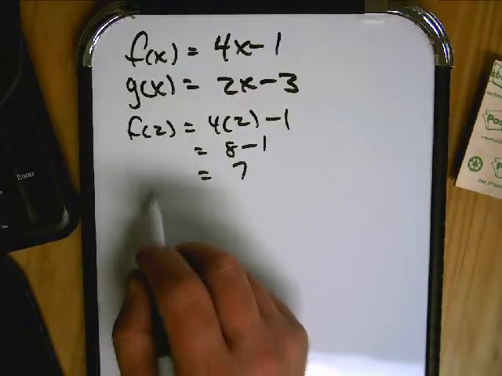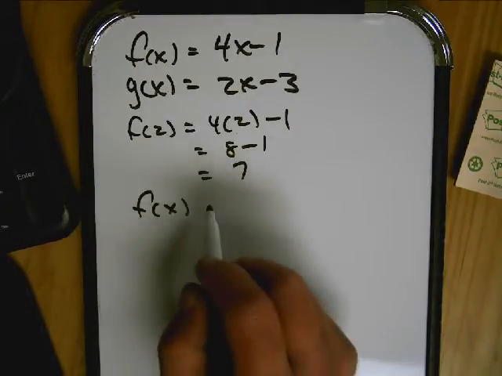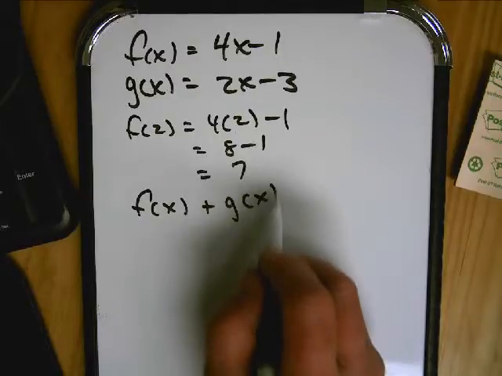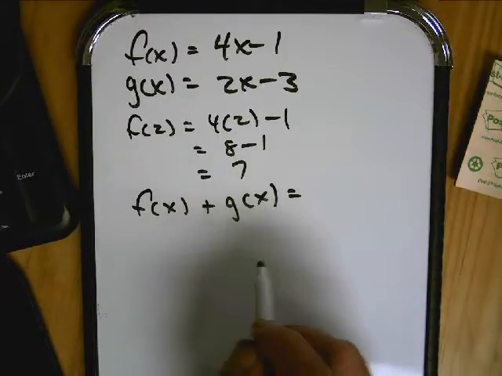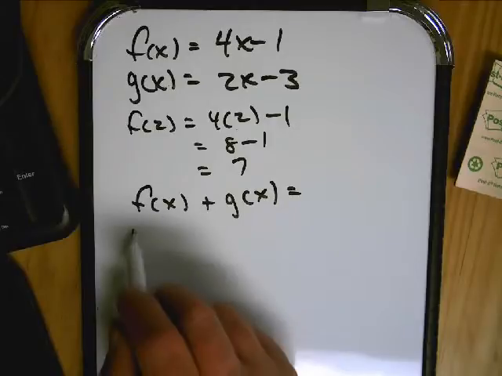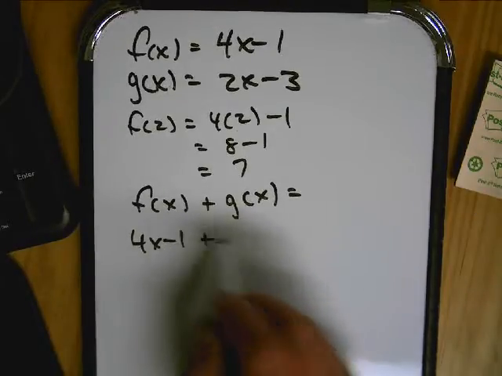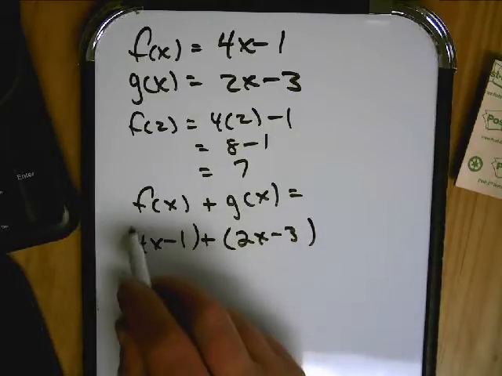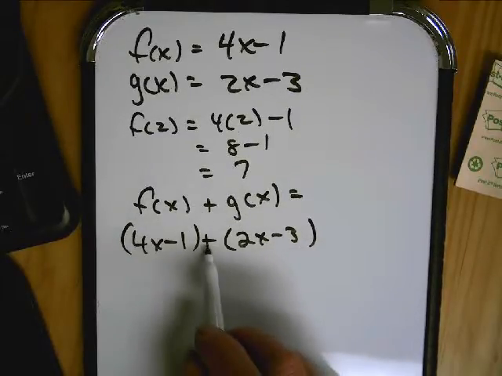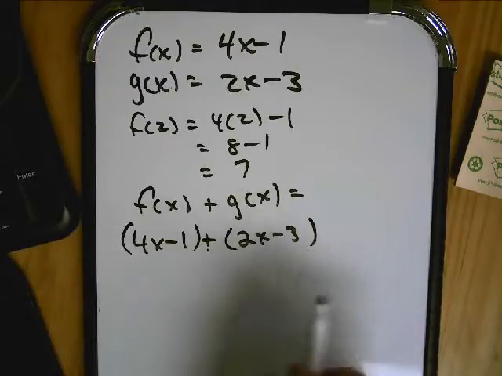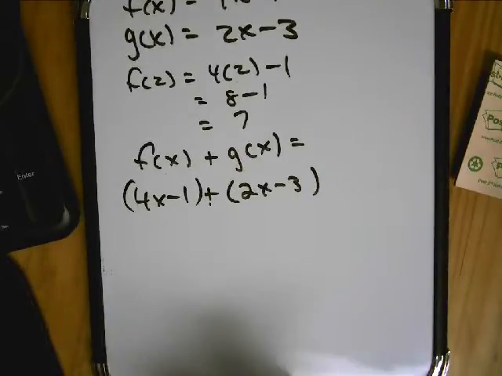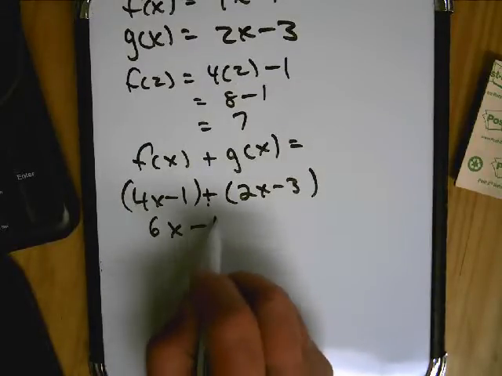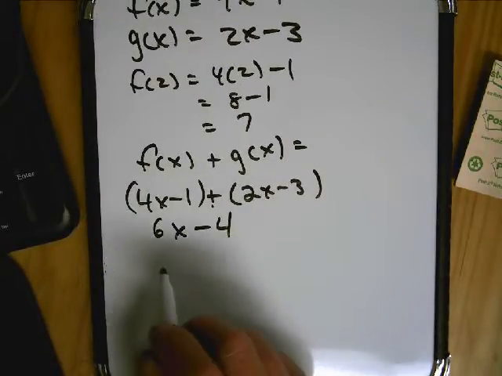If I asked you, what is f of x plus g of x? You would just substitute, right? 4x minus 1 plus 2x minus 3. And I would put these in parentheses, just in the event that if there's a subtraction sign there, you'll distribute correctly. Now we see that we can combine the like terms, and we get 6x minus 4.